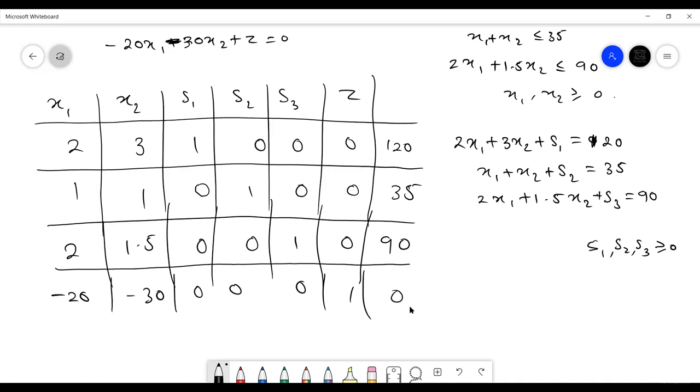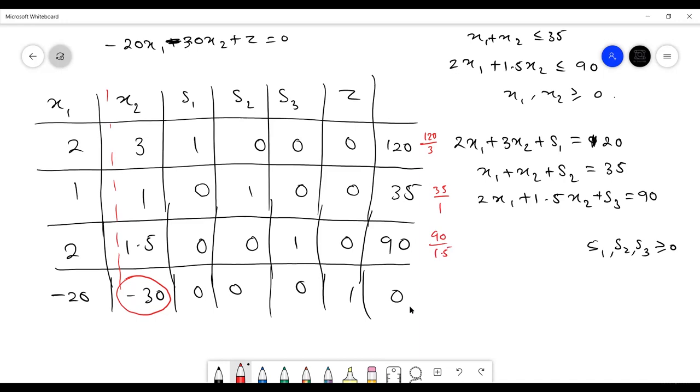After filling this, you have to find the most negative one. The most negative one is this one, so this is our pivot column. After finding the pivot column, you have to find which has the smallest pivot. So this is the pivot column, and here you have to divide 120 by 3, here 35 by 1, here 90 by 1.5.